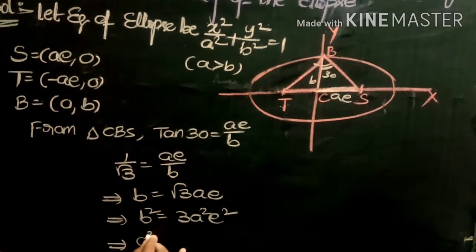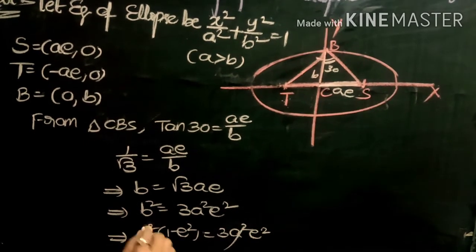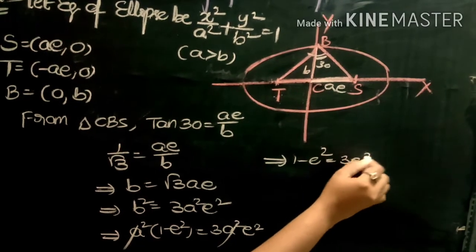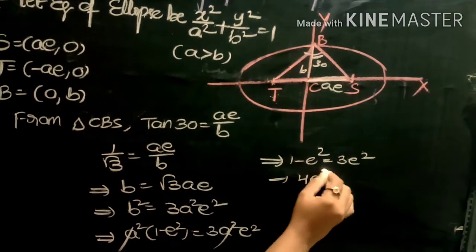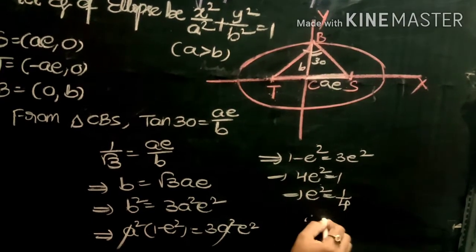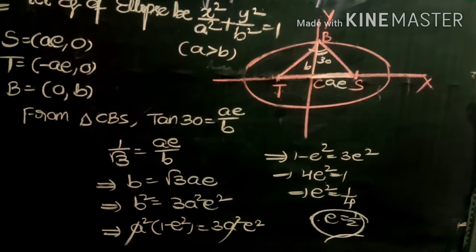And what is the value of B square? B square is equal to A square into 1 minus E square, which implies 1 minus E square is equal to 3E square. That is 4E square is equal to 1. Then E square is equal to 1 by 4. Then the value of E is equal to 1 by 2. Therefore the eccentricity of the ellipse is equal to 1 by 2.